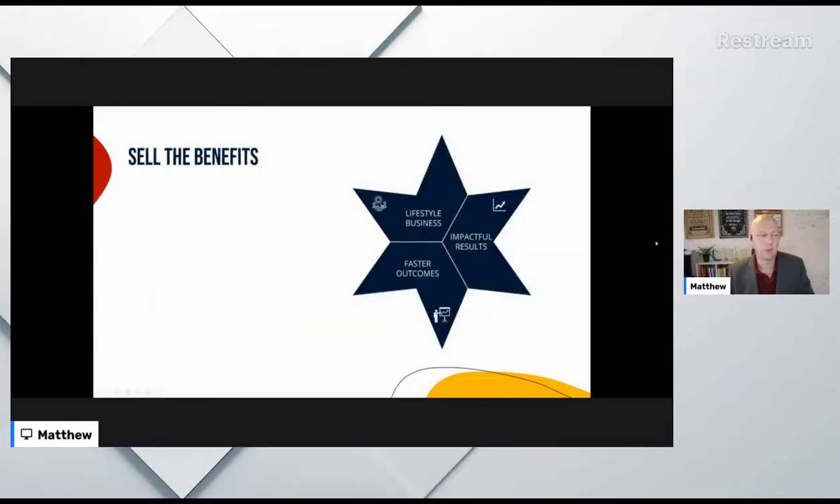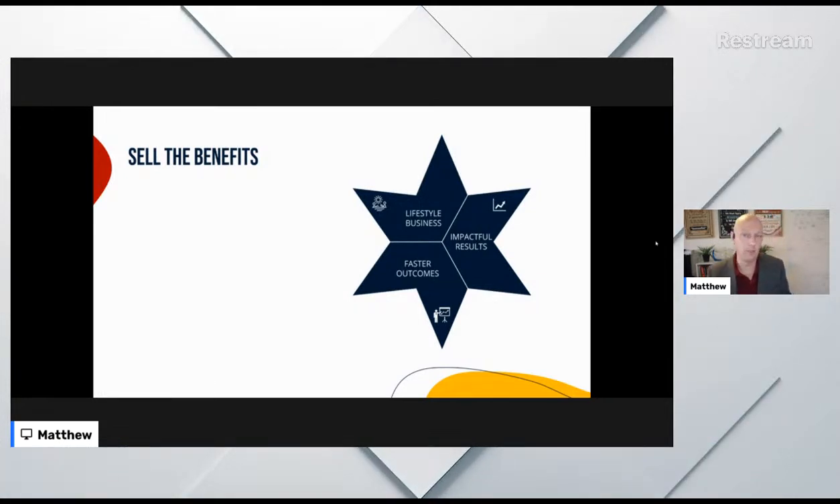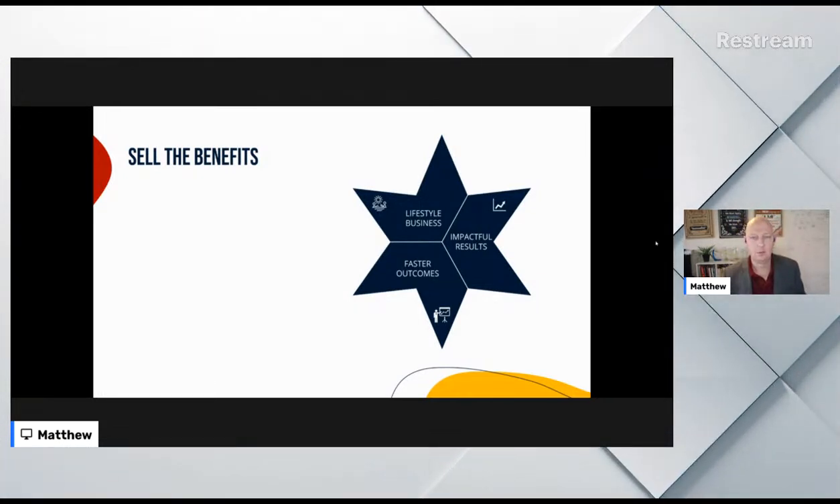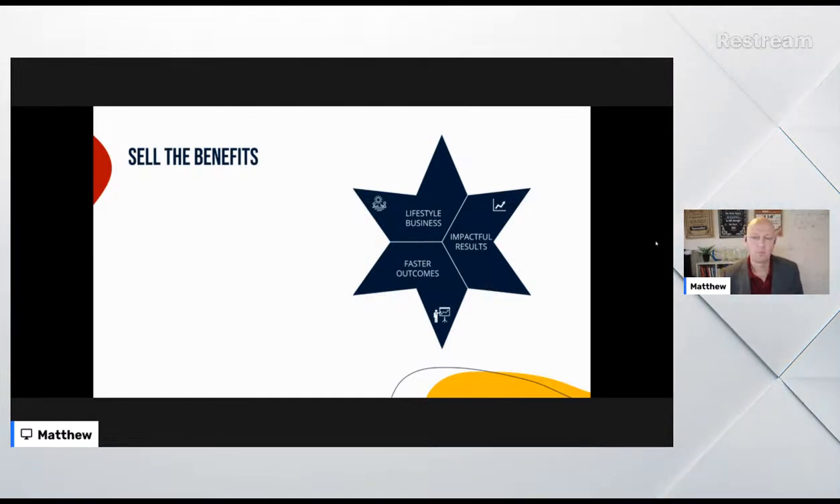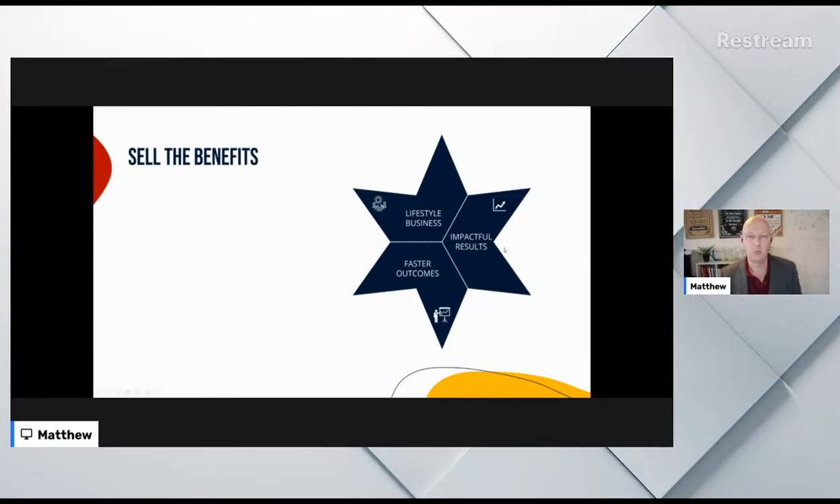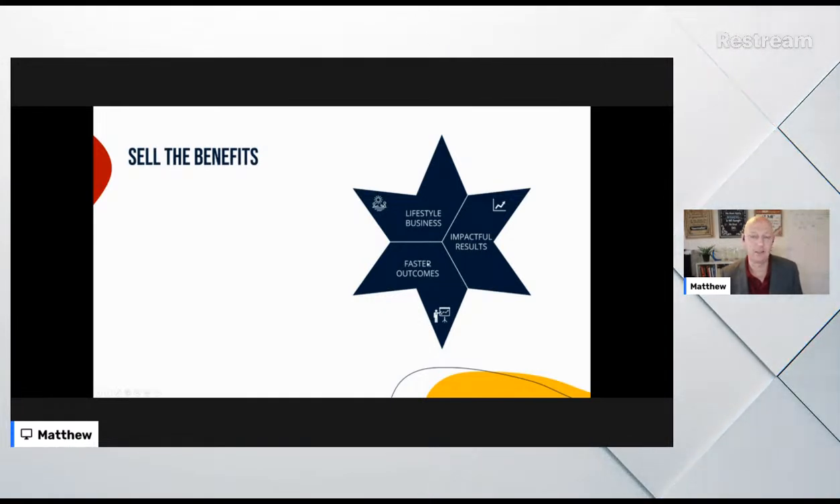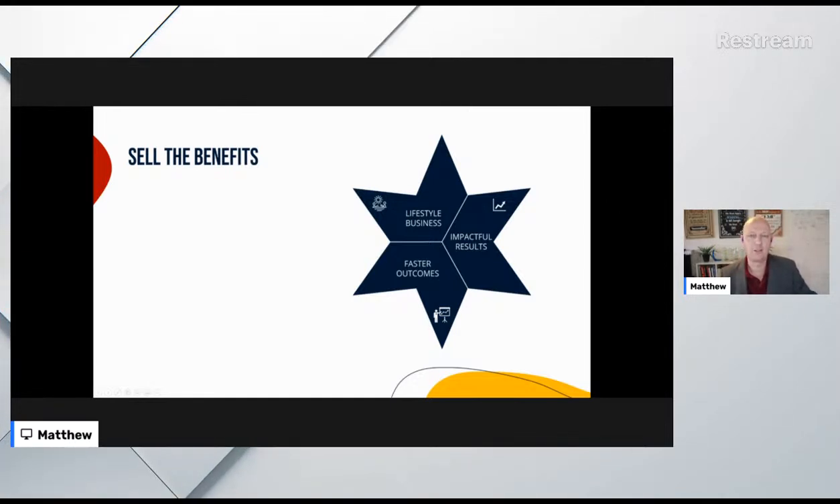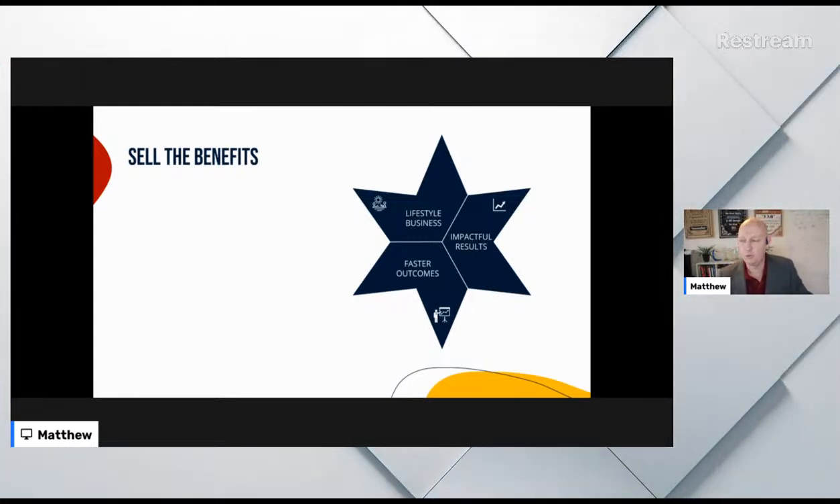And then again, you can also use your visual model to sell the benefits. So this is what we call our targets model, where we look at the life that results from people working with us, the results, we move into the blue ocean, we get those keys to success in place, we move them through our process, and we can help them create impactful results. They're going to get faster outcomes through working with us, and they're going to be able to generate that lifestyle business. So it's a much easier way to sell the benefits through a visual model.